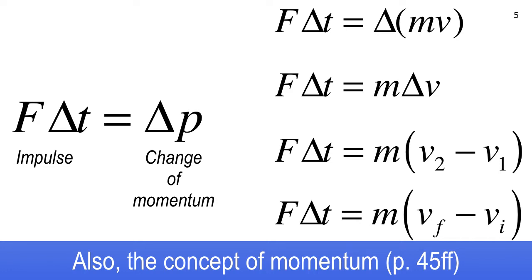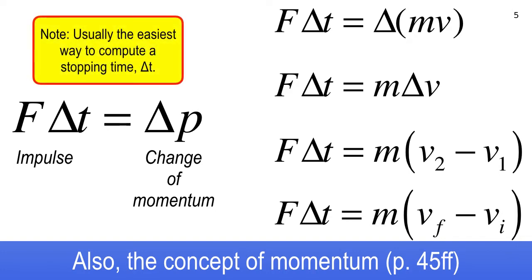Okay, and as I also mentioned, and which we struggled to do on the homework last night, was the stopping time problem. Usually it's easiest to use impulse. You can use 1/2 AT squared, figure out forces and all that stuff, but usually the impulse formula is easier if you're trying to figure out delta T.